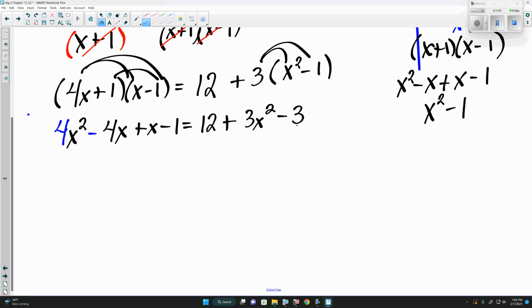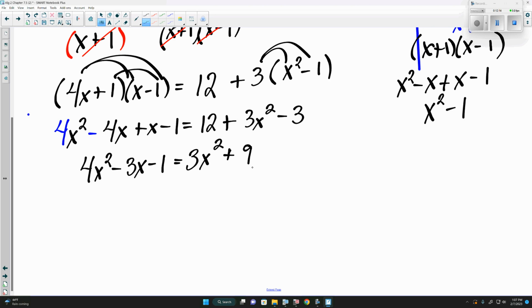Now at this point here, we do have some like terms on both sides. So the negative 4x plus x will be negative 3x minus 1. On the other side, we do have 3x squared. Now we do have over here the 12 minus 3, which would be plus 9. Now we do need to move everything from one side to the other. We need it equal to 0 because we have quadratics.